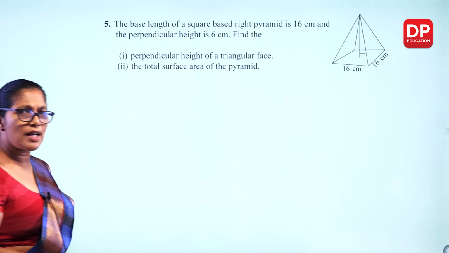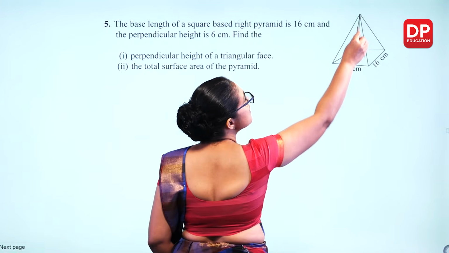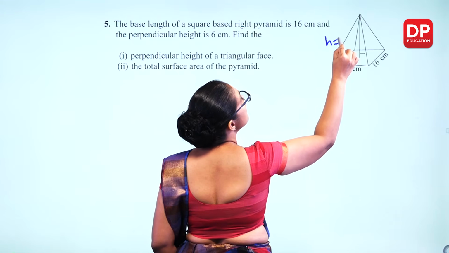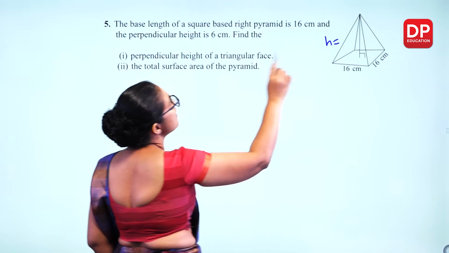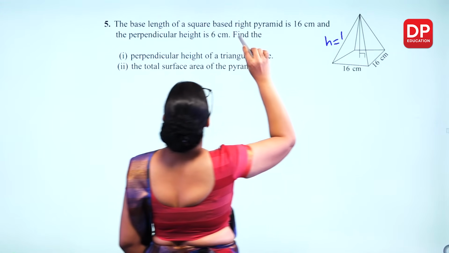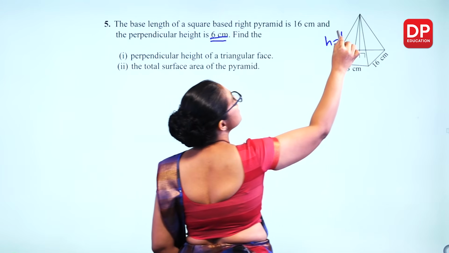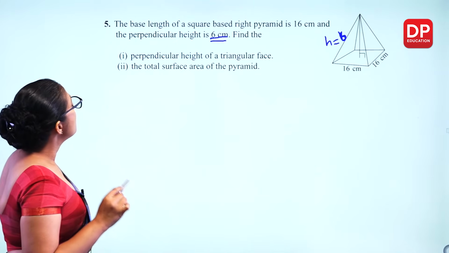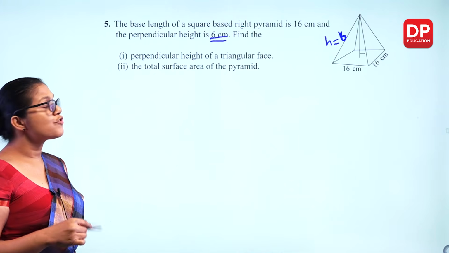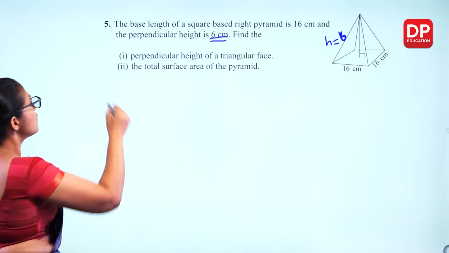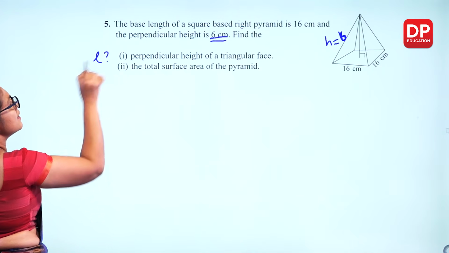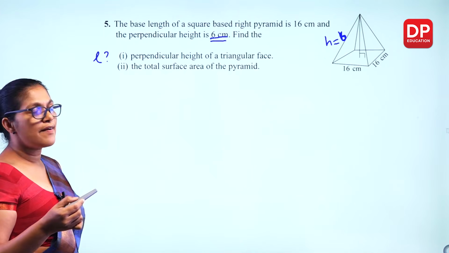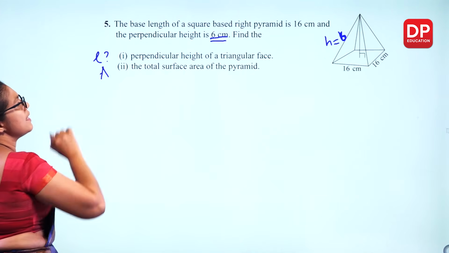So what does perpendicular height mean? This height H is given. No, 6 is the perpendicular height. So 16 is the base length. Find the perpendicular height of the triangular face. That means we need to find L. And the total surface area, that means capital A.